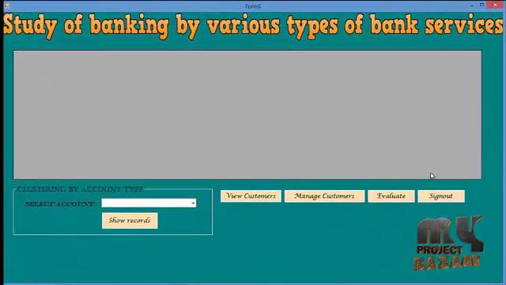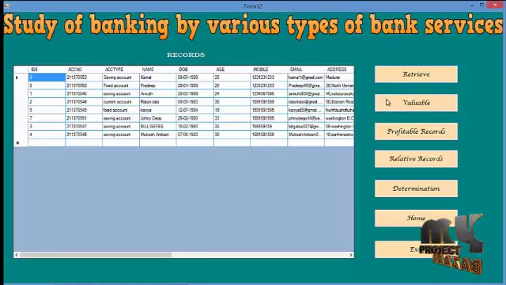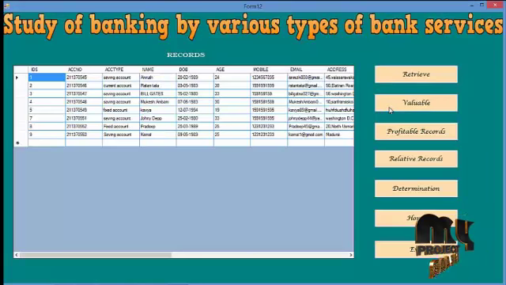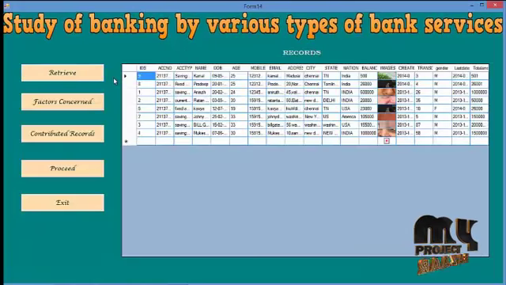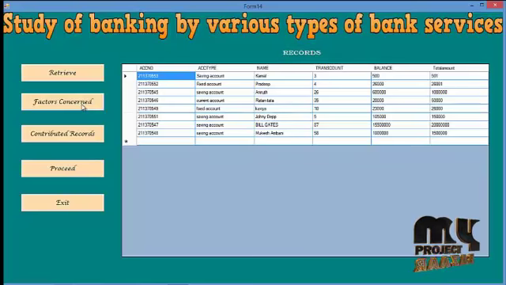Now let's see the evaluation of the customer profile. After that we need to retrieve the valuable customers, and then proceed to the profitable records. First of all, we need to retrieve the information gained from the previous form. After that we need to cluster the customer profile by means of various factors such as transaction count, balance and total amount. These are the factors involved in providing the bank services.